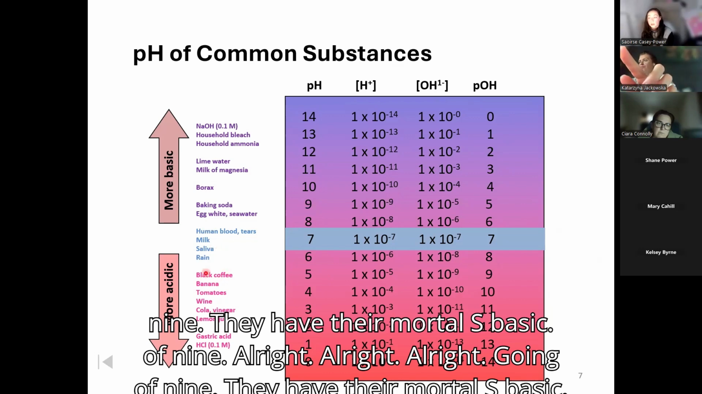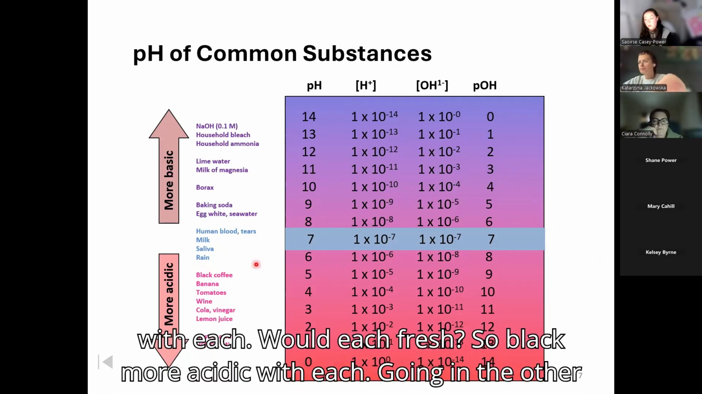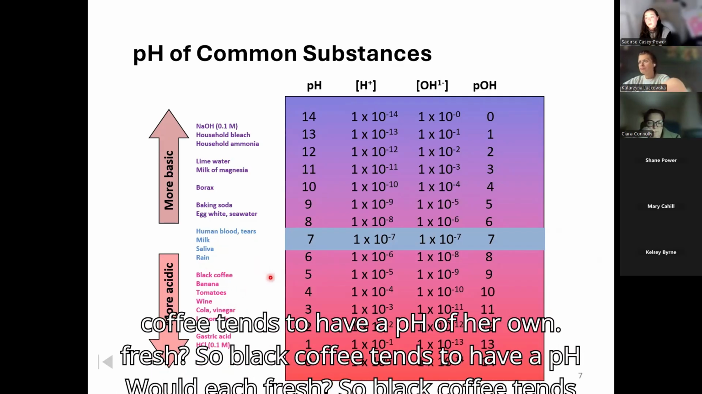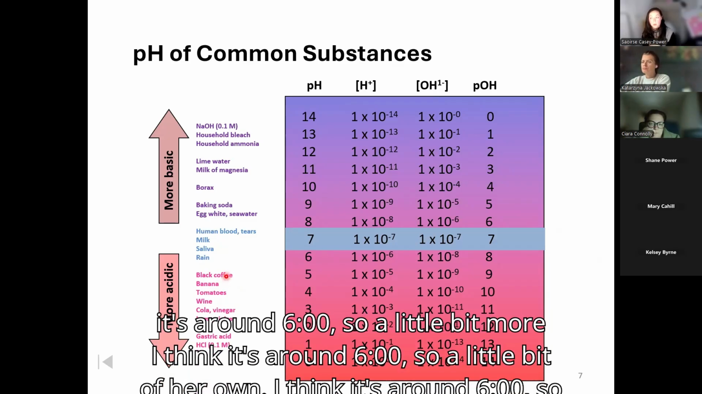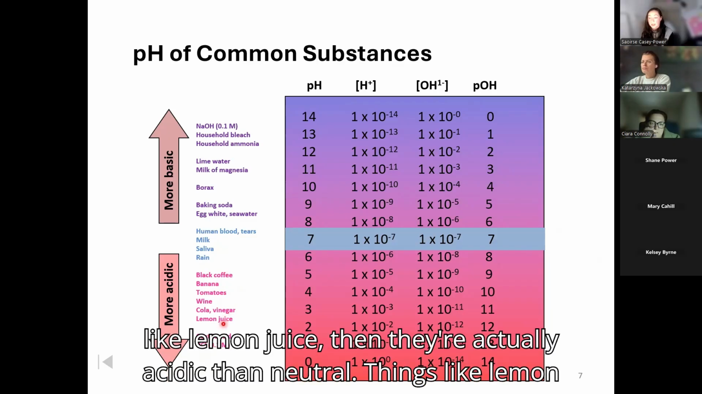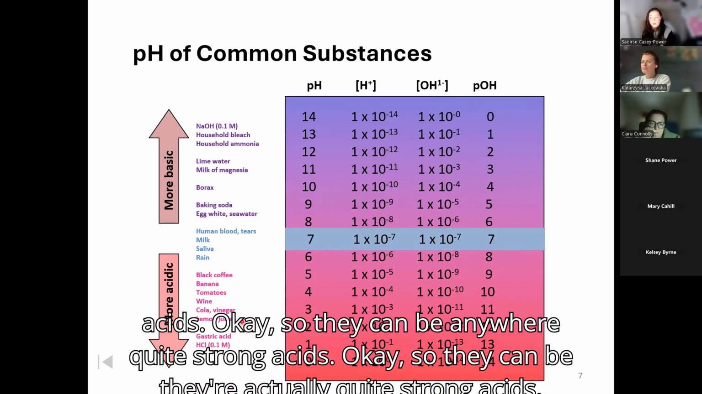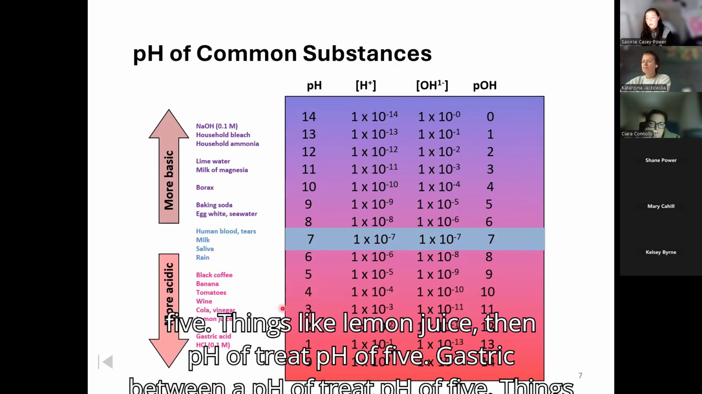Going in the other direction, becoming more acidic with each step, black coffee tends to have a pH of around, I think, 6, so a little bit more acidic than neutral. Things like lemon juice are actually quite strong acids, and can be anywhere between a pH of 3 to a pH of 5.